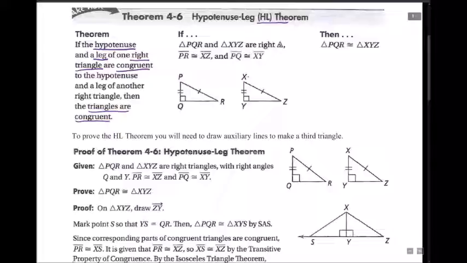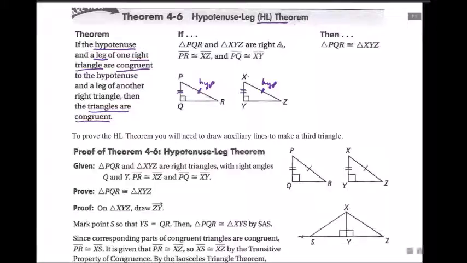So what's our requirement here? We have right triangles and the hypotenuse, right? The right angle points at the hypotenuse, and one of the legs. If those are congruent, our triangles are congruent. Very, very simple. And number one, these have to be right triangles.